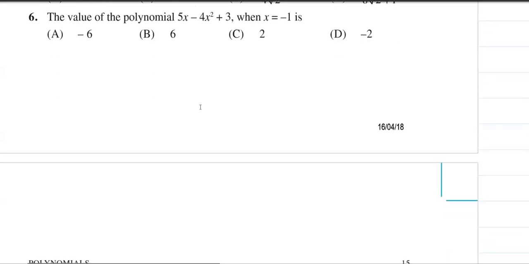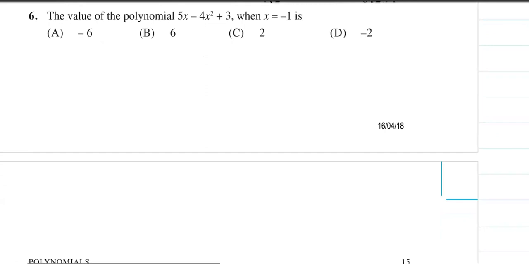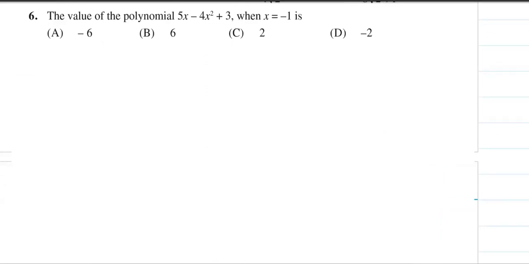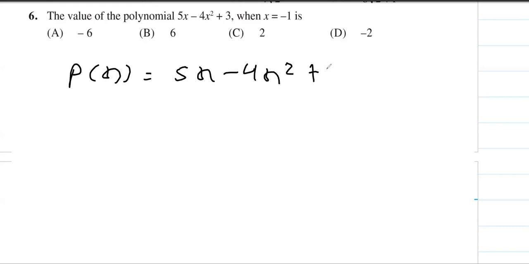In the next part, we are on question number 6. And in question number 6, it says the value of the polynomial at x equal to -1. That means, if I consider the given polynomial as p(x), which is 5x minus 4x squared plus 3, now we have to get p(-1). So what does it mean? That we'll be replacing x with -1.